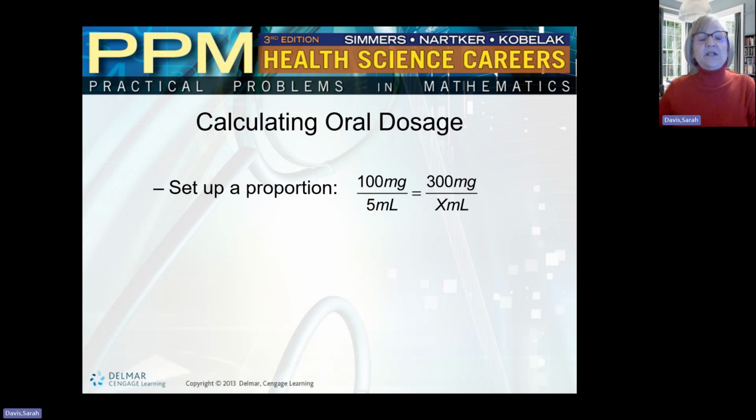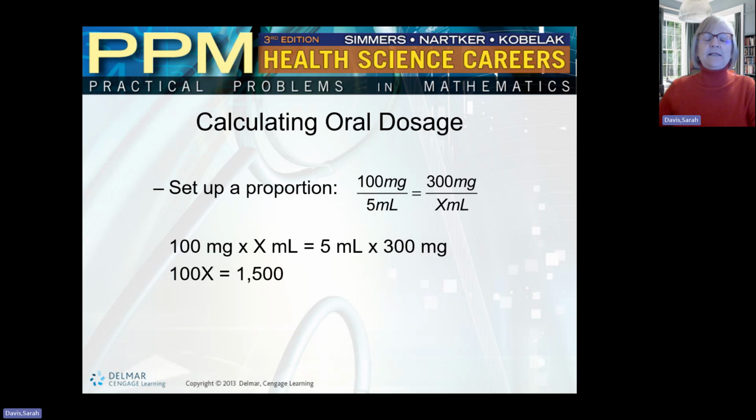Now we're ready to do some cross multiplication. 100 milligrams times X number of mils is going to be equal to 5 milliliters times 300 milligrams. So that's 100X is going to equal 1500. We divide both sides by 100, so therefore X is going to be 15. So that means our dosage is going to be 15 milliliters.